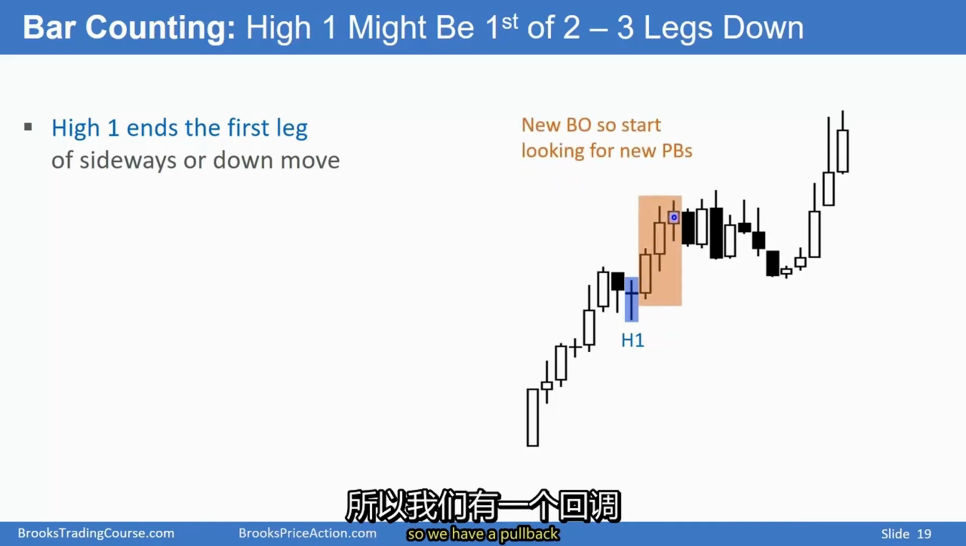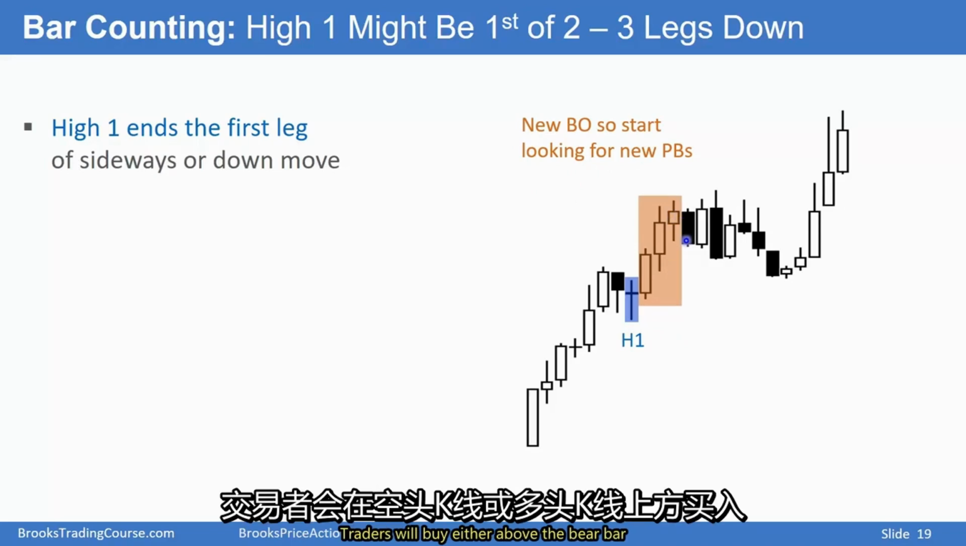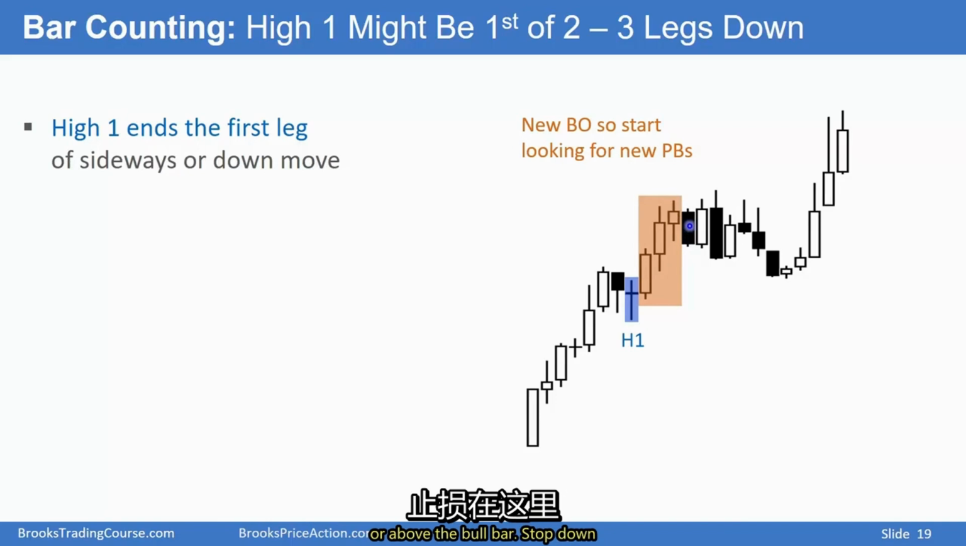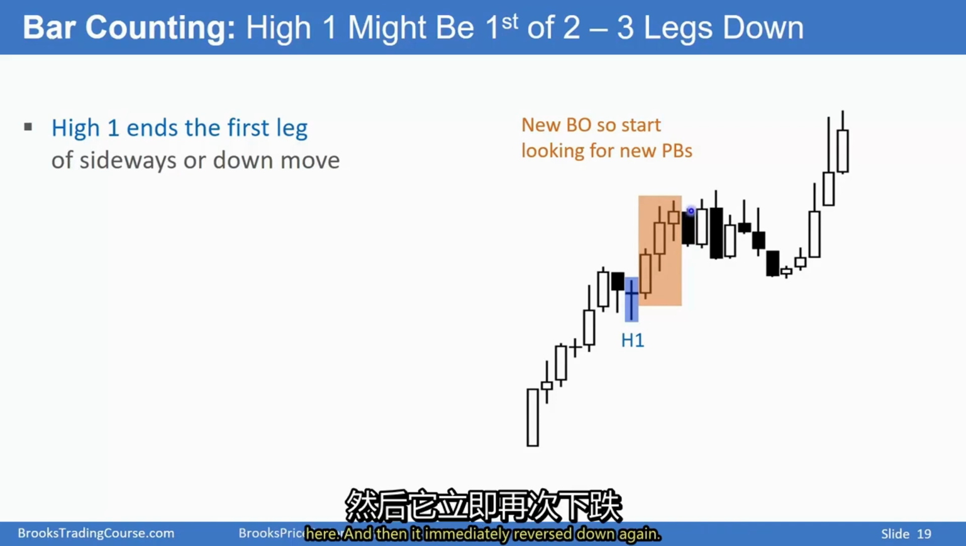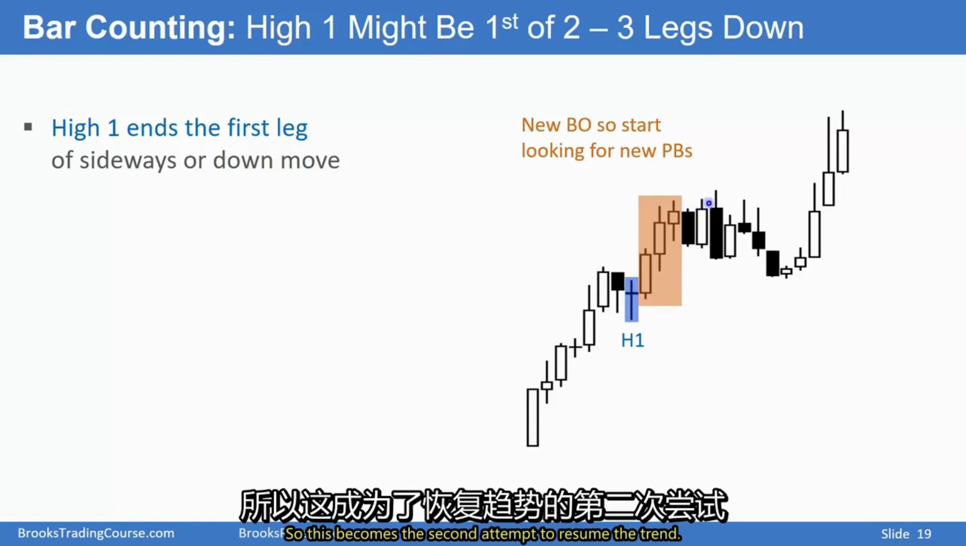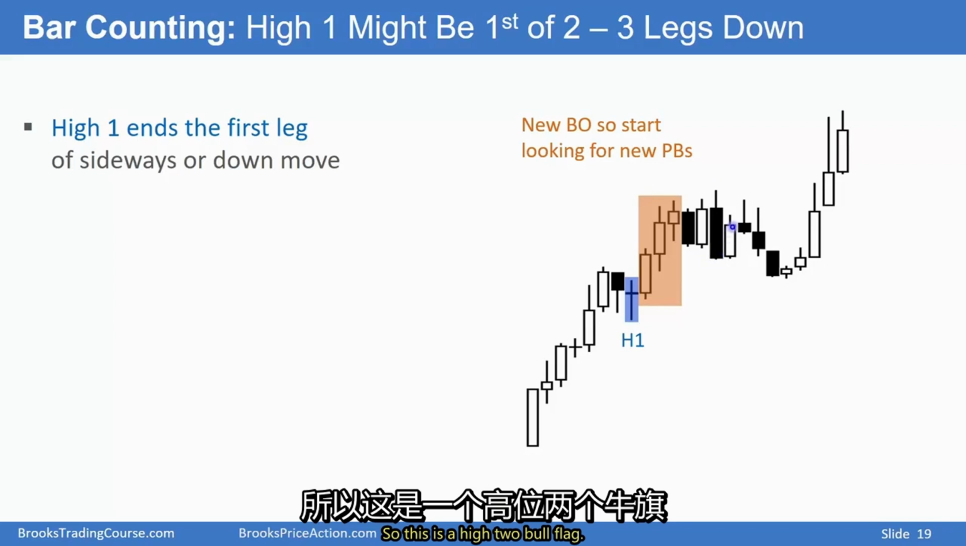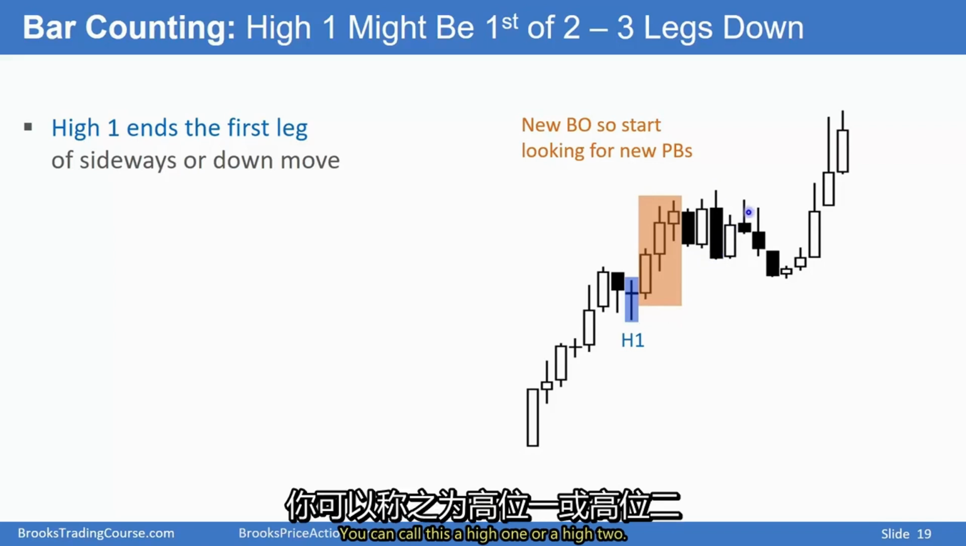Here we got a new breakout, so we start the count over again. Here we have a bear bar, so we have a pullback, and it's a high 1 bull flag. Traders will buy either above the bear bar or above the bull bar, stop down here. And then it immediately reversed down again. So this becomes the second attempt to resume the trend. So this is a high 2 bull flag.